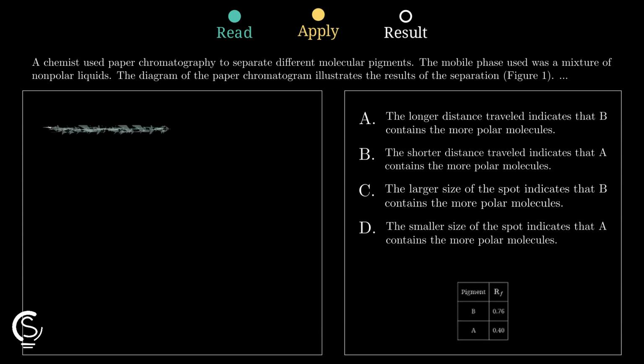Next, remember that the paper itself is polar. This means polar pigments will stick to the paper more, resulting in a shorter distance traveled and a much lower retention factor overall.